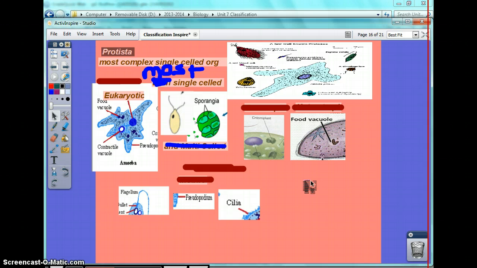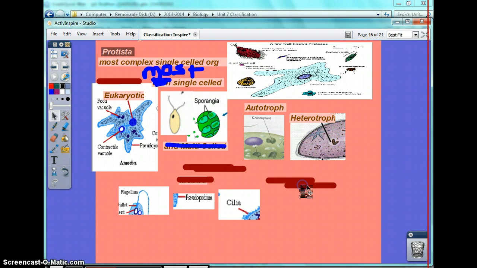And how do they feed? Look at the picture and tell me. I'm zooming in for you. How do you know? Good, there's a chloroplast. Now look at the other picture. They're both, and that you have to know.